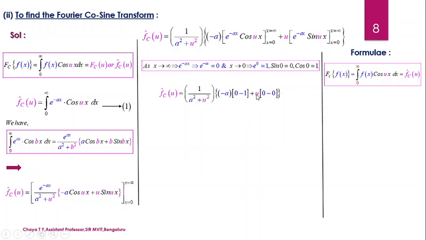Similarly, what can be the second term? Plus u into e^(−infinity) is 0. Therefore the value will be 0. Minus sign 0 is 0. Hence we have it as 0.